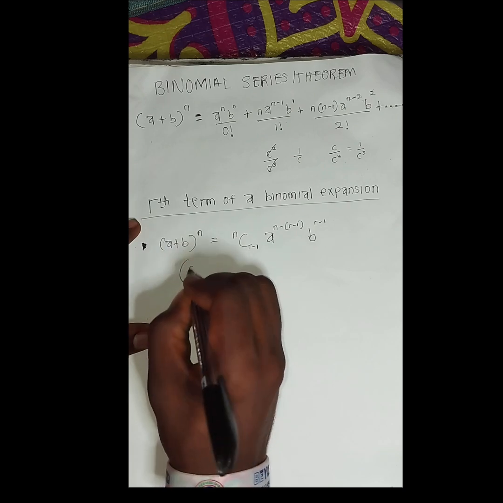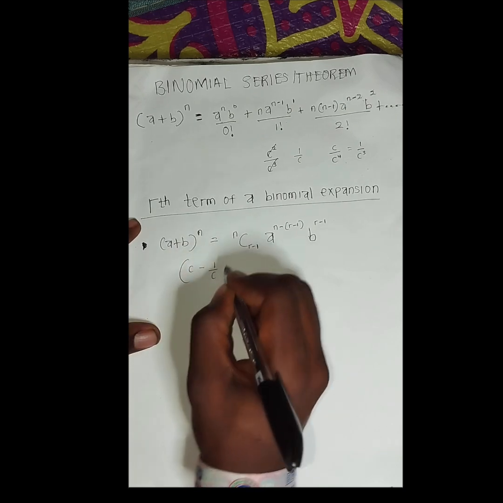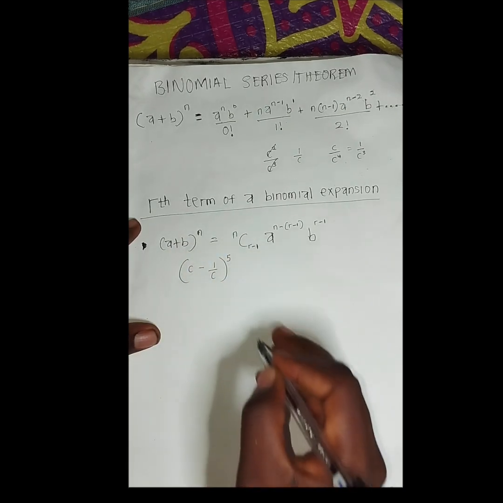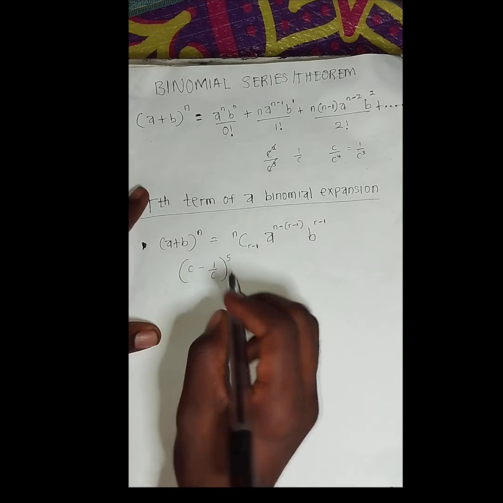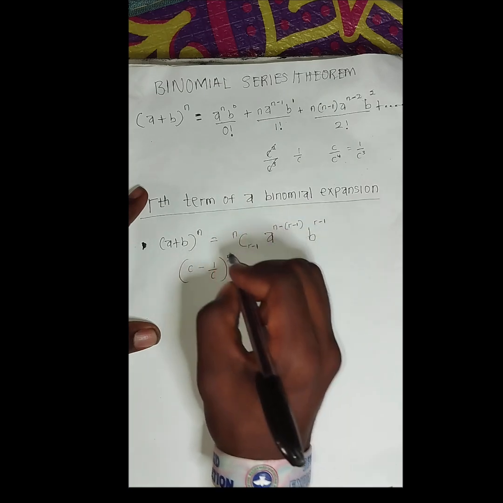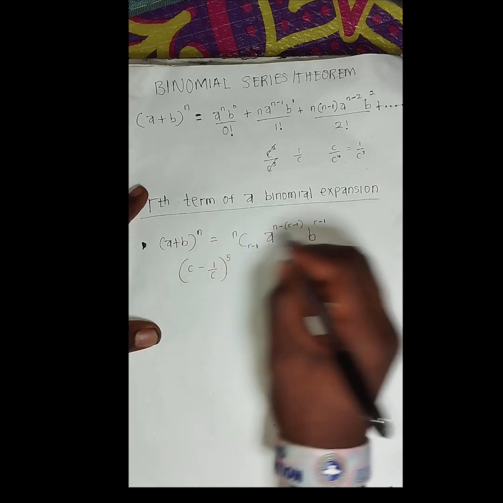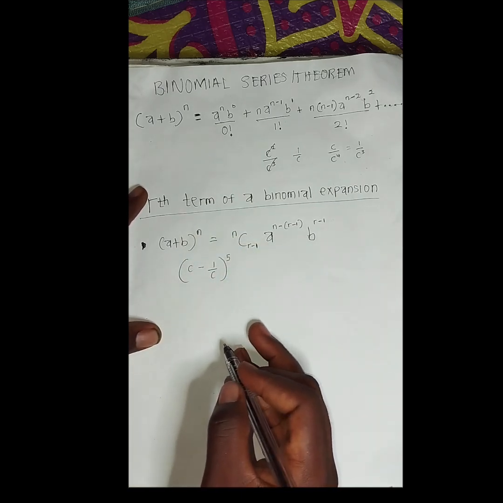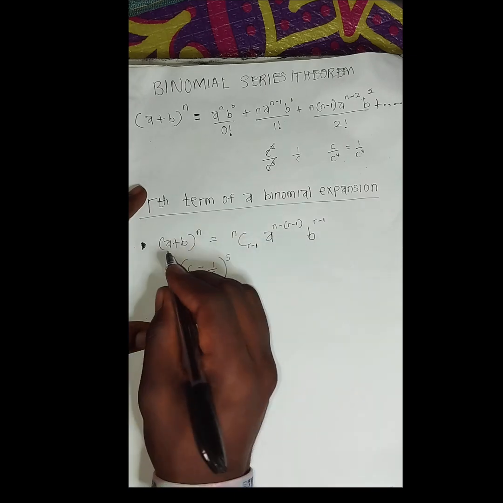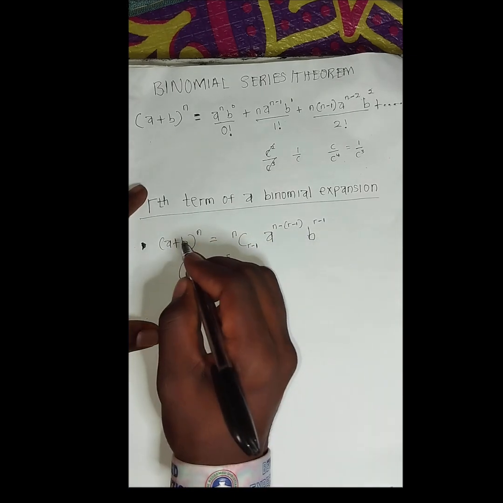So we have c minus 1 over c raised to the power of 5. So how do we find the fourth term? Okay, firstly, let me break this formula down for you. N here stands for the power. R stands for the term you are looking for. Do you understand? A stands for the first term, B stands for the second term, and that's all.